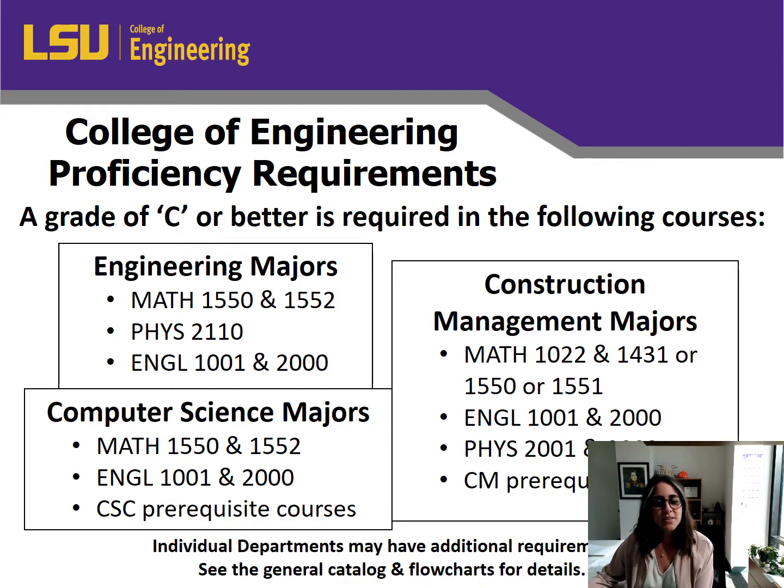The College of Engineering has certain classes that require a C or better, depending on what your major is. For example, computer science majors will require a C or better in Math 1550 and 1552, as well as English 1001 and 2000, and certain CSC prerequisite courses. You're also going to have a science sequence C or better requirement. Construction management will have very similar courses that you need C's or better in. They also require a C or better in your physics courses and certain prerequisites.